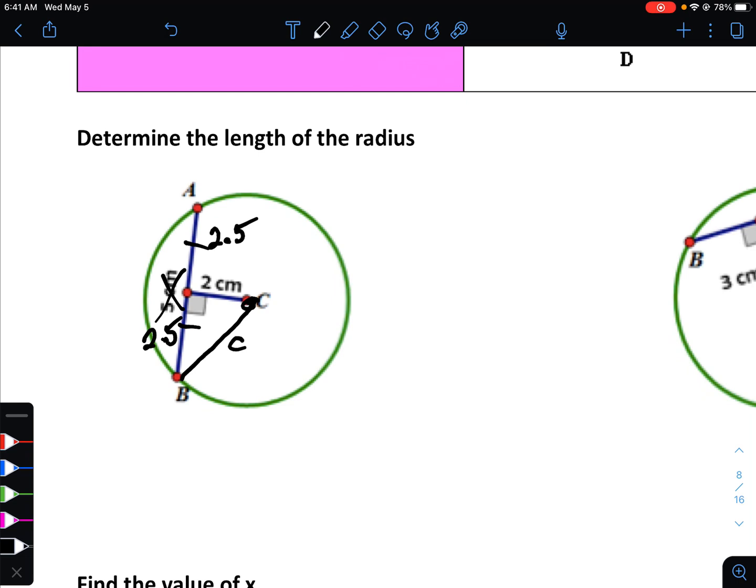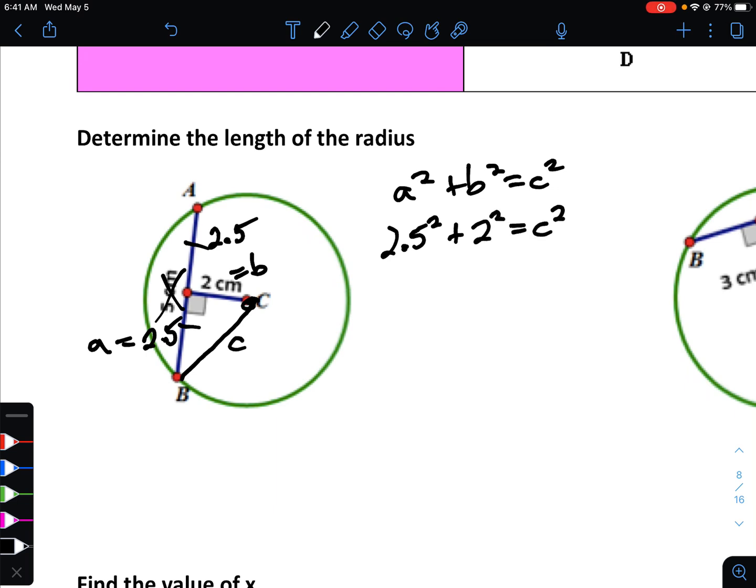So we want to find this missing length. We'll go ahead and call that C. Since we're going to use the Pythagorean theorem, we're going to let A be 2.5, B be equal to 2. So when we use A squared plus B squared equal to C squared, A squared is 2.5 squared plus B squared is 2 squared, and that's going to be equal to our missing side, C squared. So 2.5 squared is 6.25 plus 2 squared is 4, still equals C squared. When you add those together, we'll get 10.25 equals C squared.